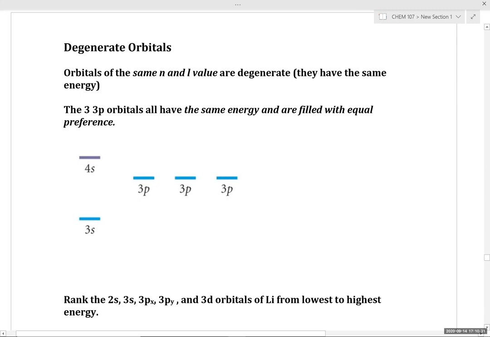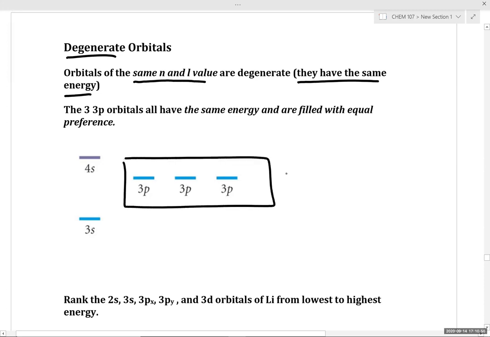One of the terms that you'll see often in orbital box diagrams is this idea of degenerate orbitals. Now, what does this mean? Well, these are orbitals with the same n and L value that have the same energy. So for example, all of these 3p orbitals have the same energy. And the reason why it's important to know this is that because these orbitals have the same energy, they're filled with equal preference. You can place an electron in any of these orbitals with equal preference.